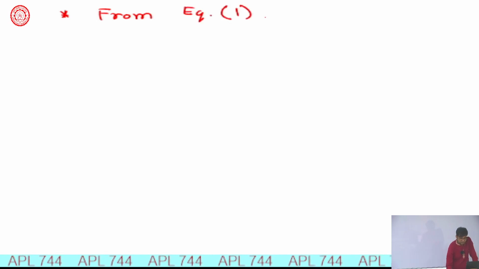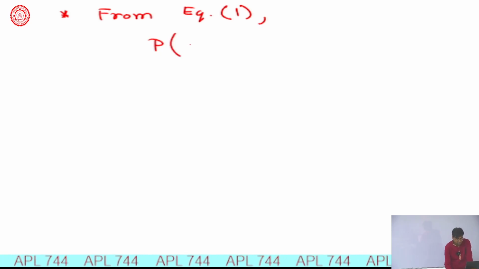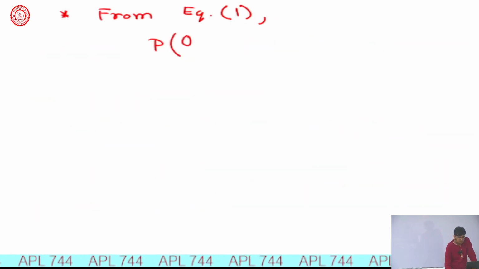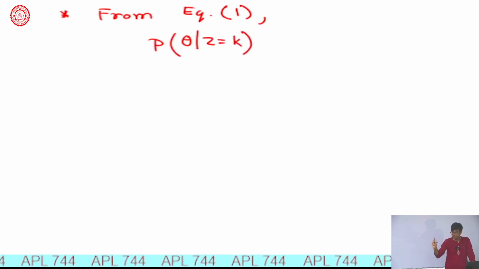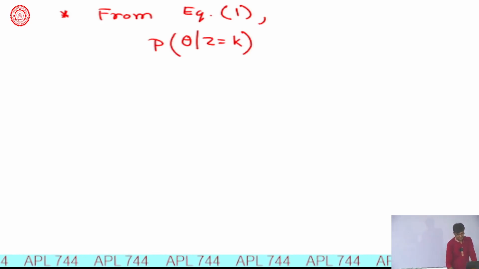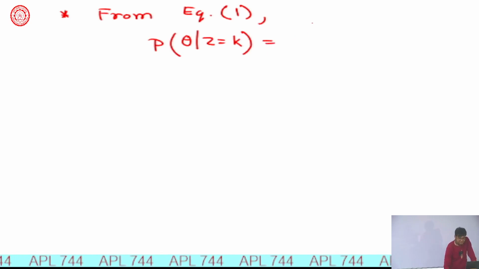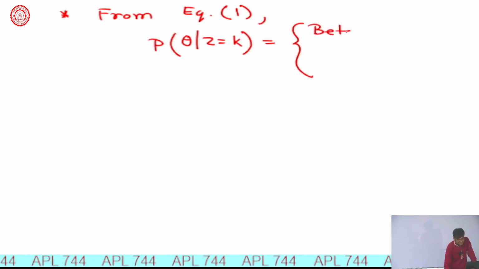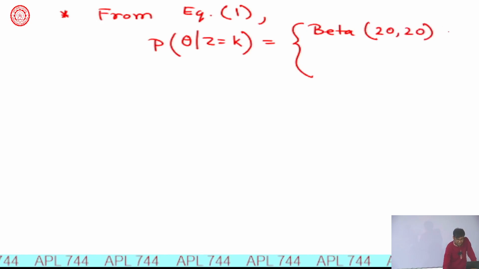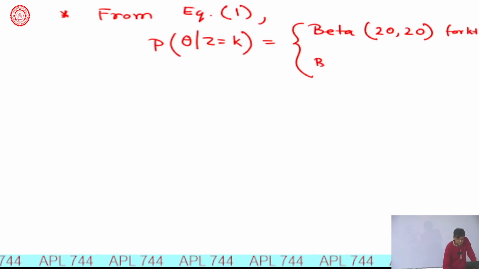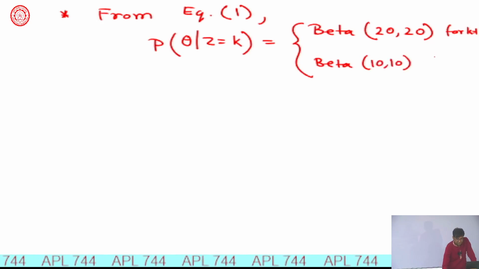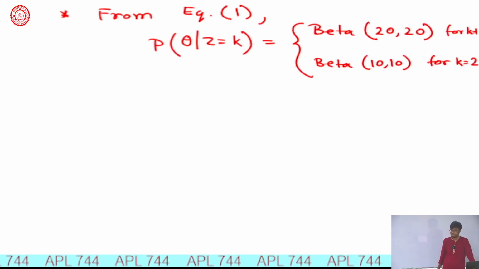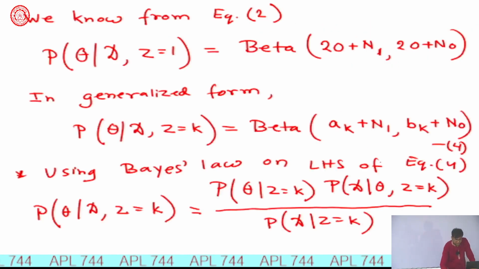So, from equation 1 we know that probability of theta, what was the first term, theta. So, what did you say about probability of theta given z equal to k? It will be equal to the beta, right, beta components. Beta I said 0.5, that was wrong, it will be the beta components, you are right, yeah, will be equal to beta 20 for k equal to 1, and this will be equal to beta 10 for k equal to 2, right. From equation 1, that is what we are getting. Okay, this one I will call equation 5, by the way, I will need it.